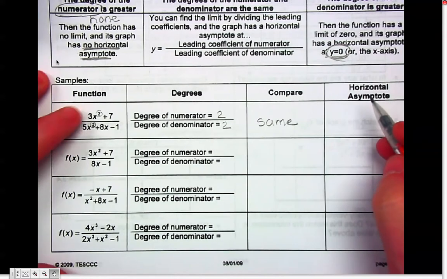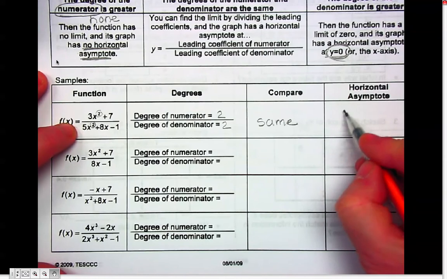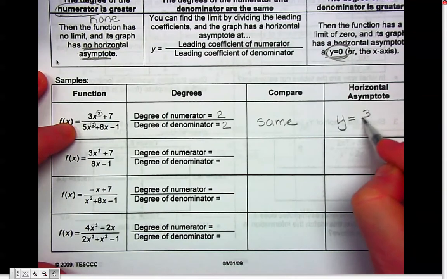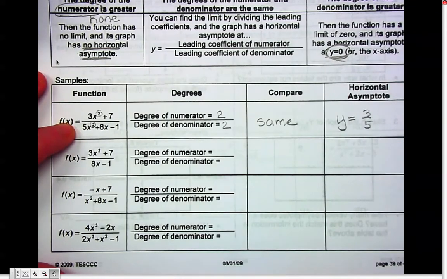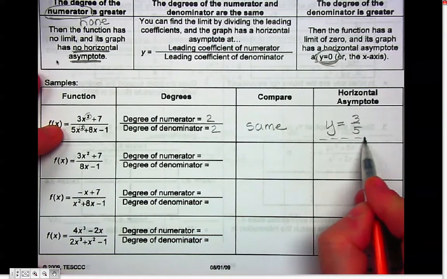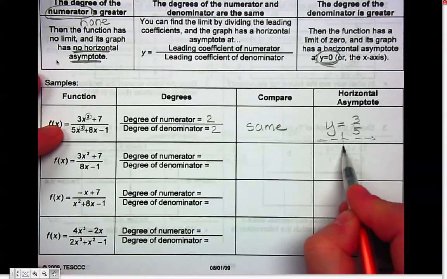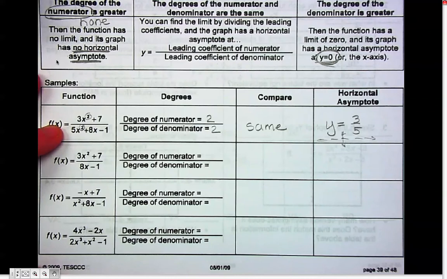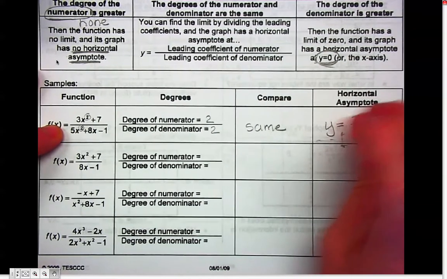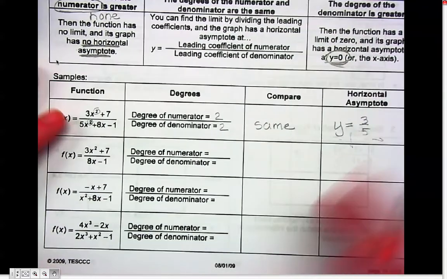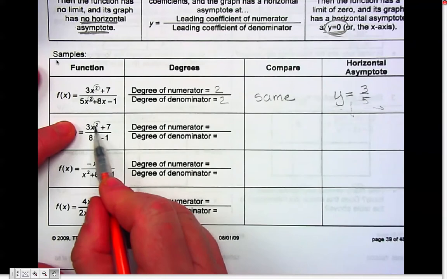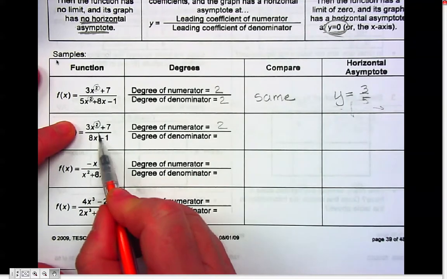So are they the same? So then we take the numbers in front, the coefficients. So the y would equal 3/5. And it's y equals because it's a horizontal asymptote going through the y-axis, okay, at 3/5. All right, then how about the next one? Degree of the numerator is? 2. And the denominator? 1.